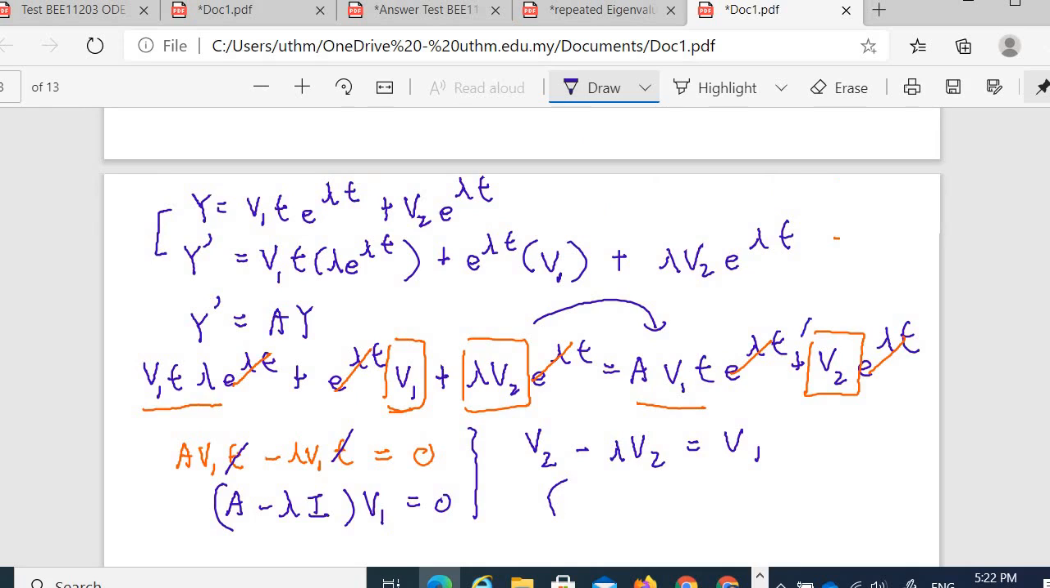This one got a plus a y, so A minus lambda I V2 equal to V1.